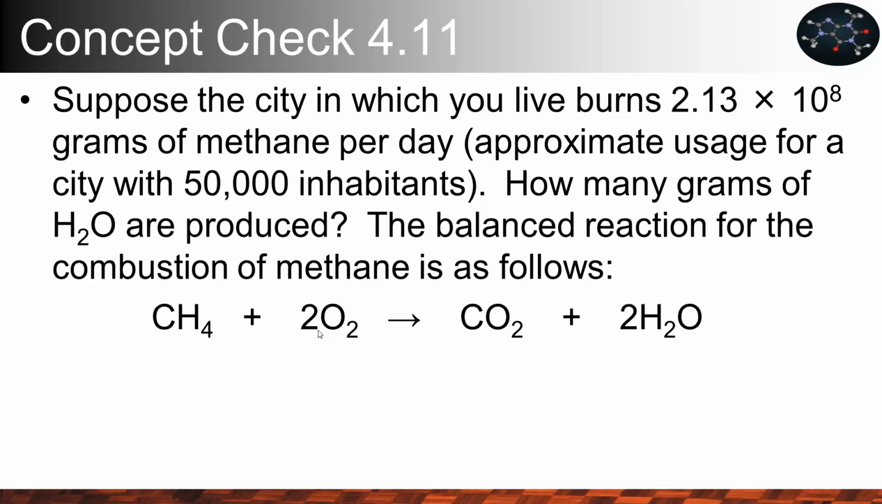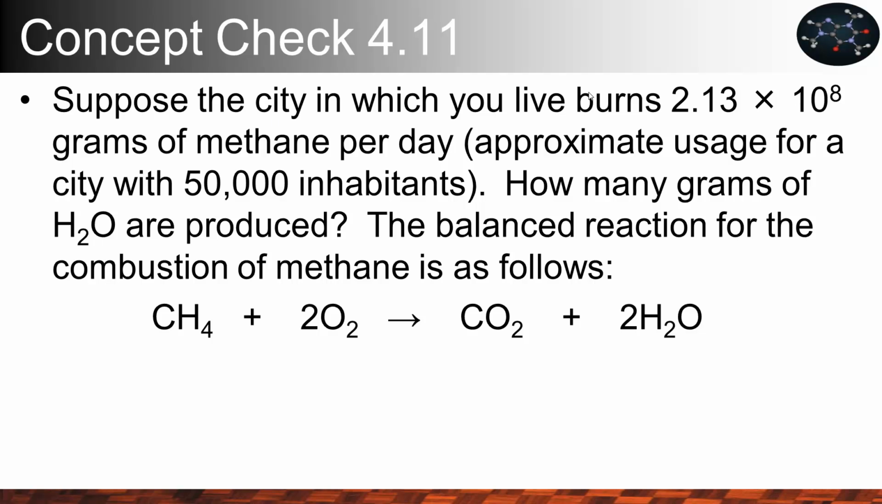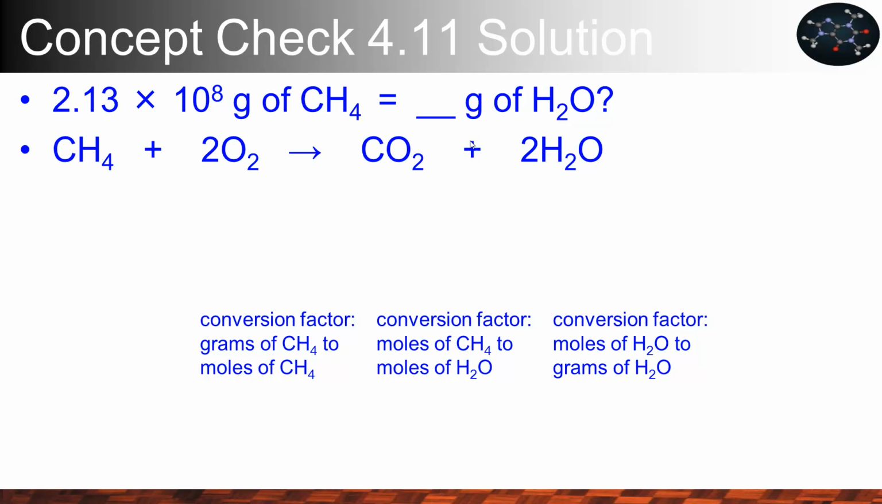Okay, so if we want to go from grams to something else, that means first we have to turn into moles. Our strategy for this problem, and you can pause it and read it, is that we have this certain amount of methane, 2.13 times 10 to the 8th grams of methane. We want to convert it to water vapor. So somewhere over here, we're going to have grams of water vapor.